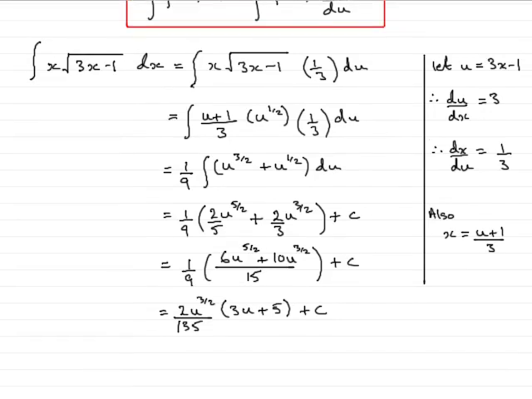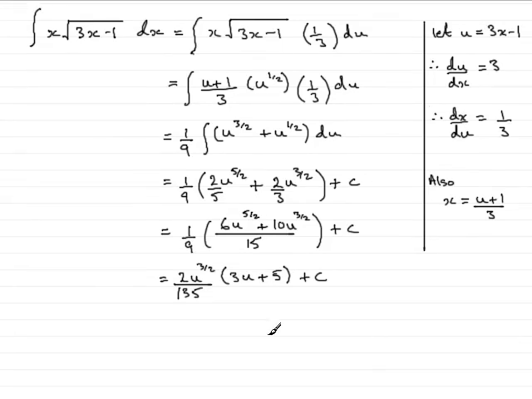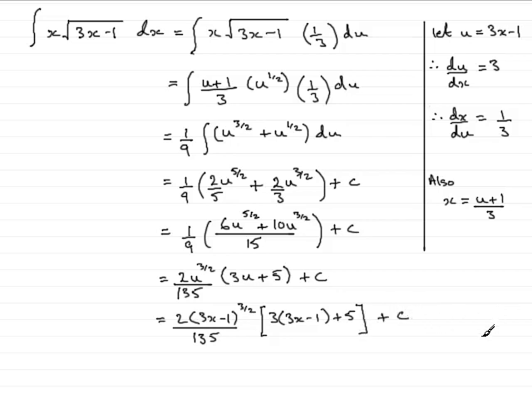Okay, let's just finish this off. We'll move that up like so. What have we got now? We'll just copy this in and replace our u with 3x minus 1. So we have 2 lots of 3x minus 1 all to the power 3 over 2, and then this is over 135. And then seeing that I've got 3 lots of 3x minus 1, I'm going to put a square bracket up here because I'm going to have brackets within brackets, so that's 3 lots of 3x minus 1, and then plus the 5 on the end, and don't forget the constant of integration.